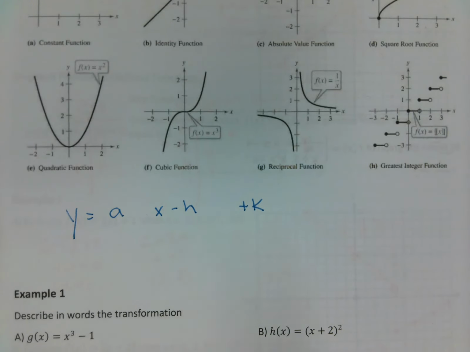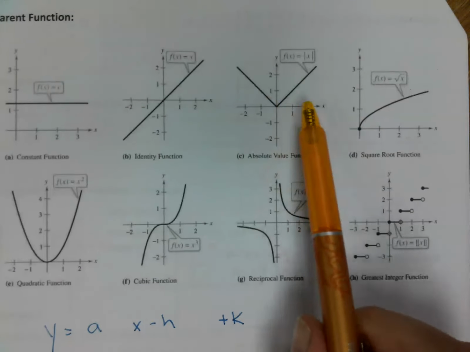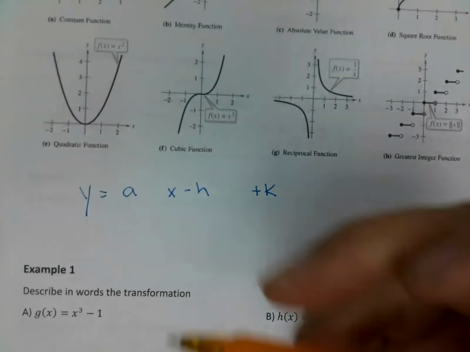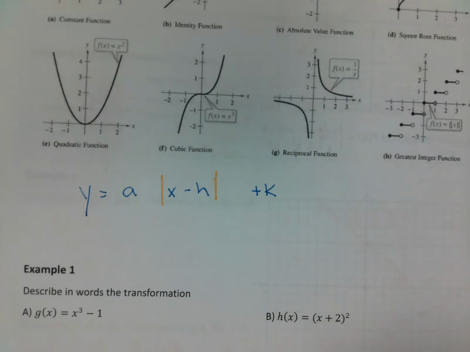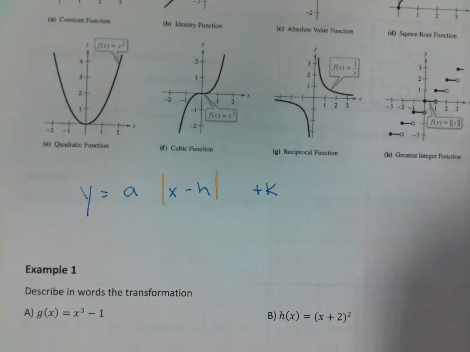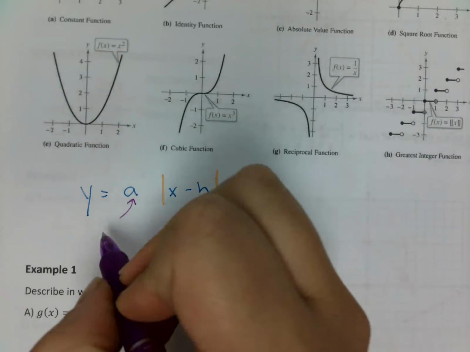What do I mean by that? Let's say I start off with this. Here's my parent function. These transformations are going to be the same. It doesn't matter the parent function. So, the A value, the absolute value.